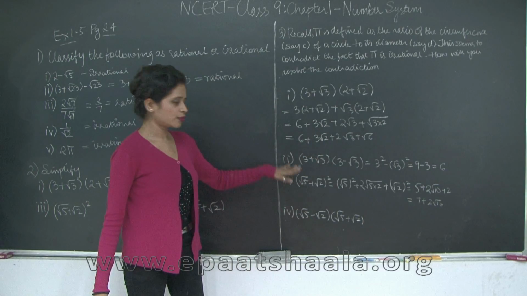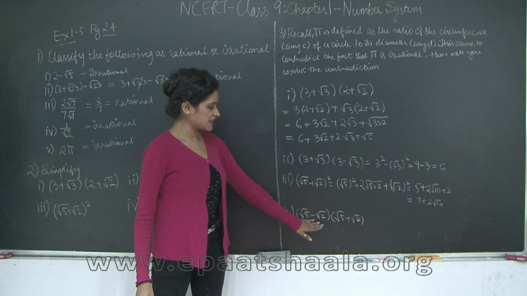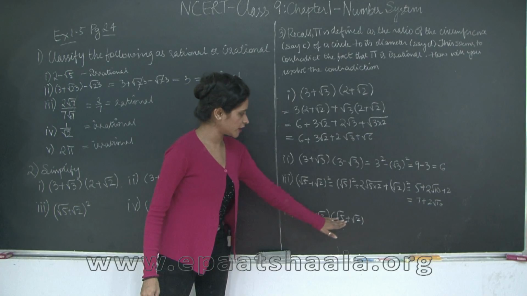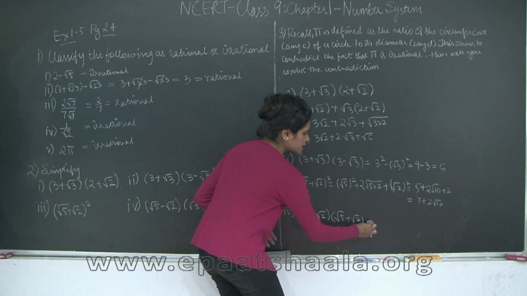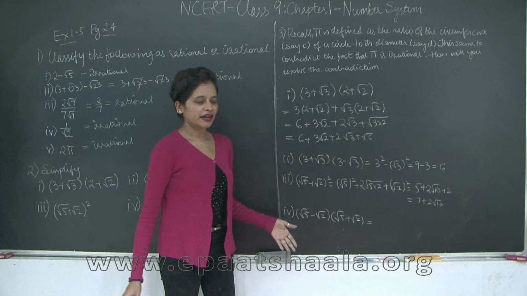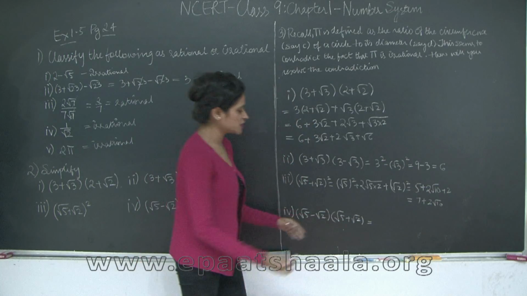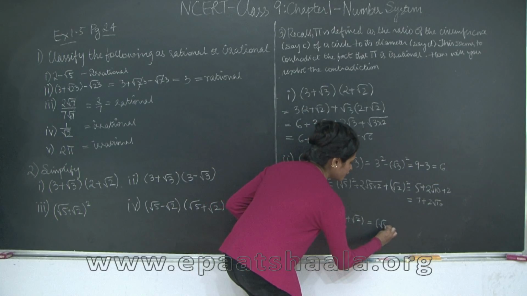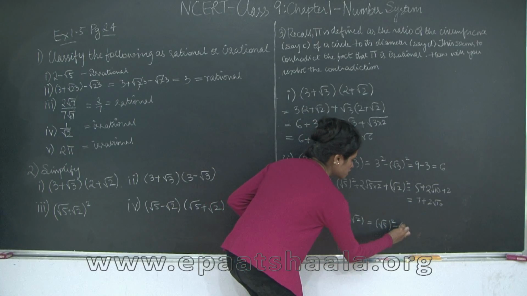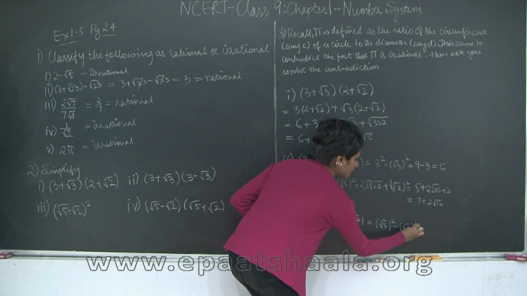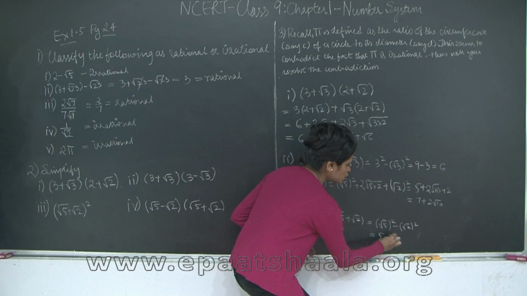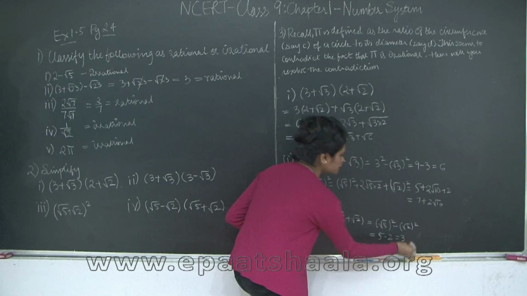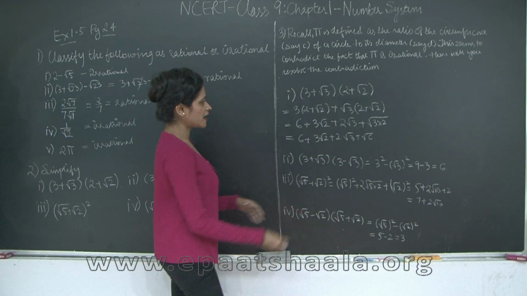Again, this is similar to my second question, which is a plus b into a minus b into a plus b, which is nothing but a plus b into a minus b. So this can be written as a plus b into a minus b gives me a square minus b square, which is root of 5 the whole square minus root of 2 the whole square, which is 5 minus 2, which is equal to 3. So therefore I have found my answers.